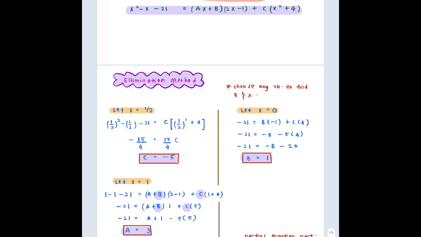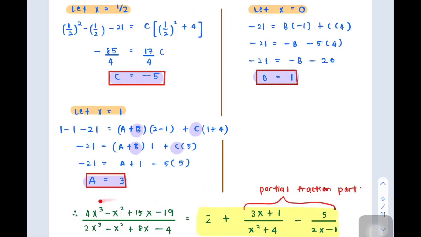So finally, let's conclude our answer. This is the question. So this is equal to 2 plus, then let's fill in the value of a, x plus b over x squared plus 4 plus c, which is negative 5 over 2x minus 1. So this is your final answer.